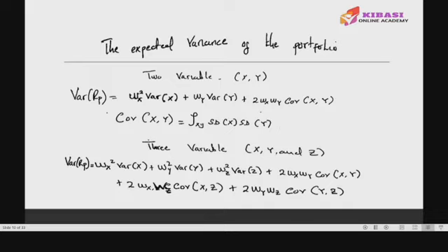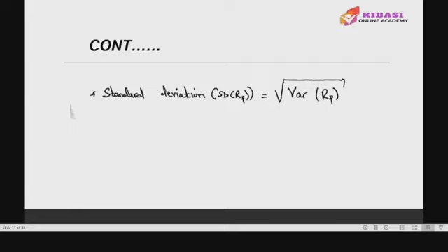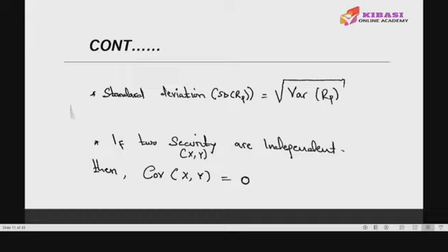Then we have combination ya x and z, so we will add plus 2 weight ya x, weight ya z, covariance ya x and z. Then we have combination ya y and z, so we'll add 2 x weight ya y times weight ya z times covariance ya y and z. Standard deviation as usual is under root of variance. If two securities are independent, then covariance is 0.